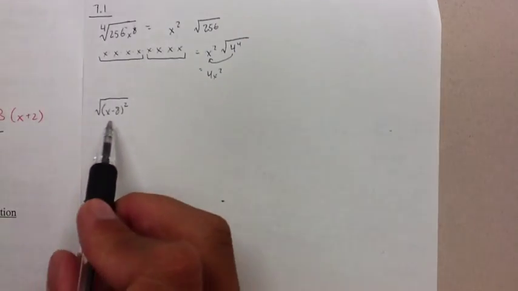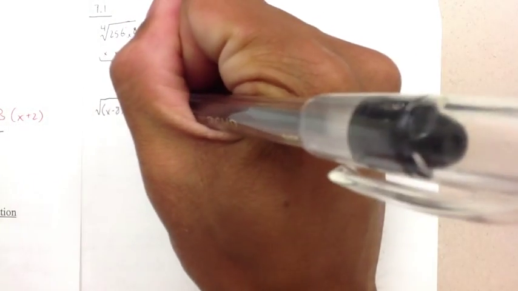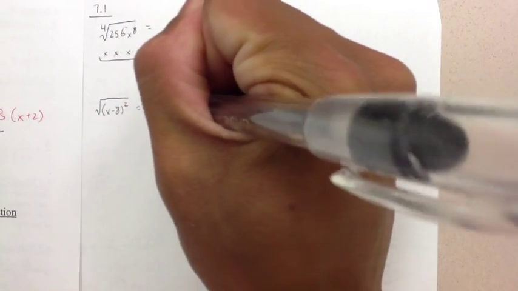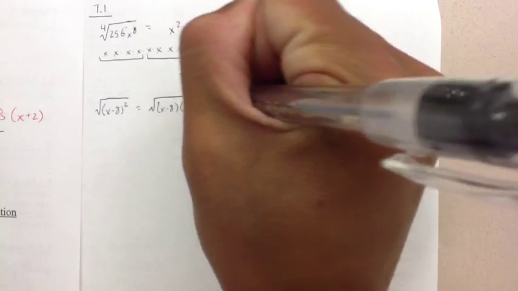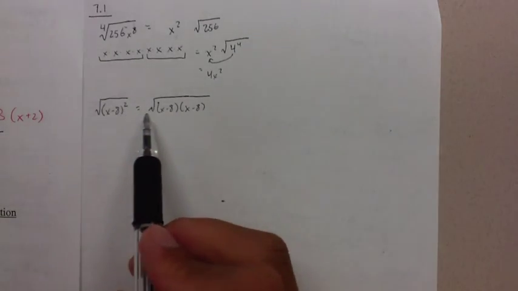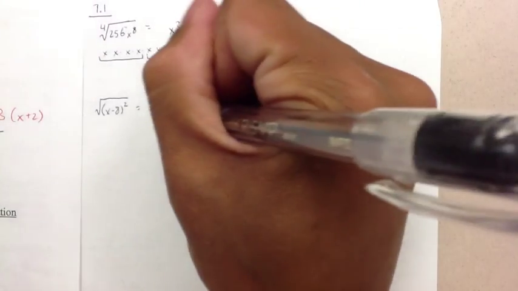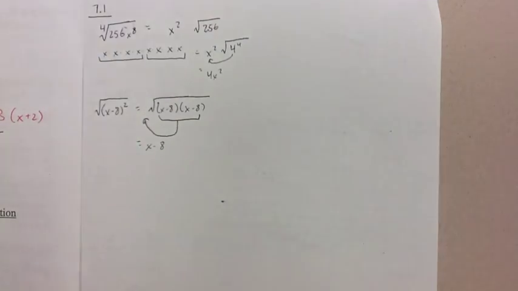If you have the square root of x minus 8 squared, I wouldn't factor all this out. What I would do is say, well, I know that this is x minus 8, and since I'm looking for the square root of something, I just need 2 of them. 1, 2, both of these come out as one single x minus 8.